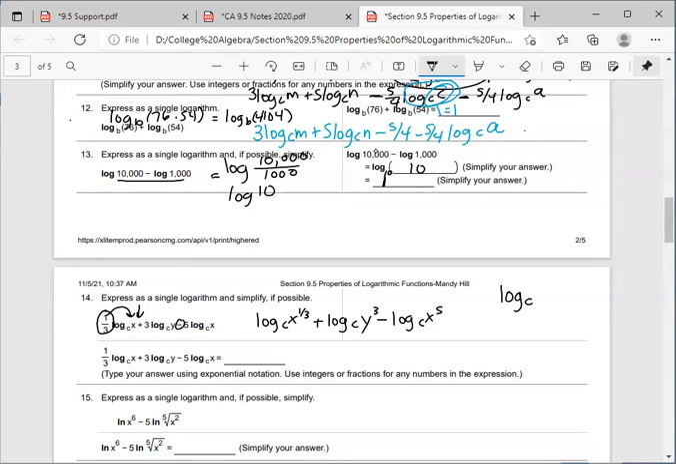I'm adding, so that means I'm going to multiply the x to the 1/3 and the y to the 3rd, because there's an addition. And then it says divide by x to the 5th.